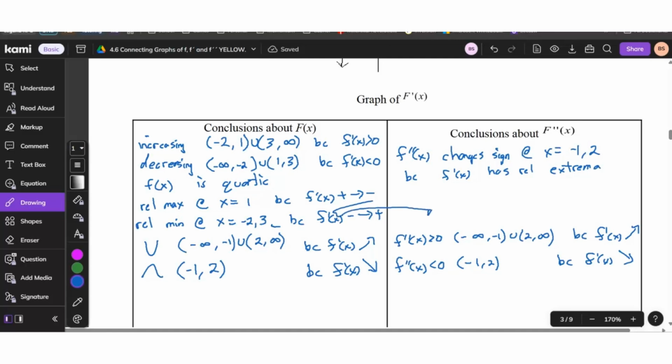We could say what kind of function it is, I guess. What is it? If f prime is cubic, what is f double prime? Quadratic. It is a quadratic.